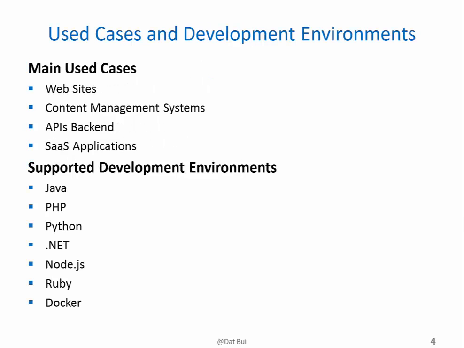The use cases for the service are website development, content management, API backend, and SaaS applications. And the supported environments by Elastic Beanstalk are Java, PHP, Python, .NET, Node.js, Ruby, and Docker.